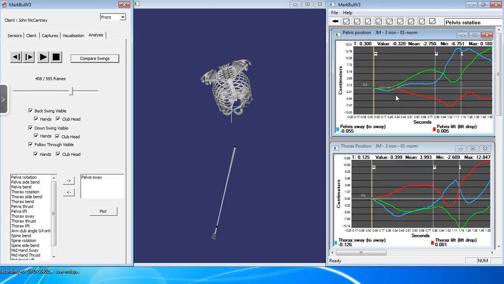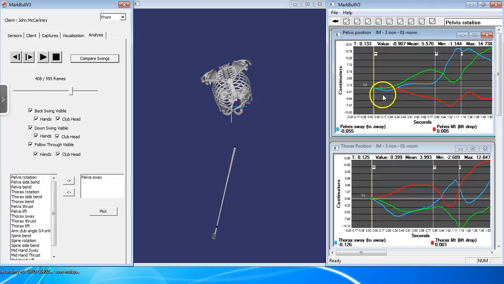So that means the things that move from one place to another, and it's measured in centimeters. Whereas orientation would be in degrees, things like rotation, this is in centimeters because it's moving from one place to the other.